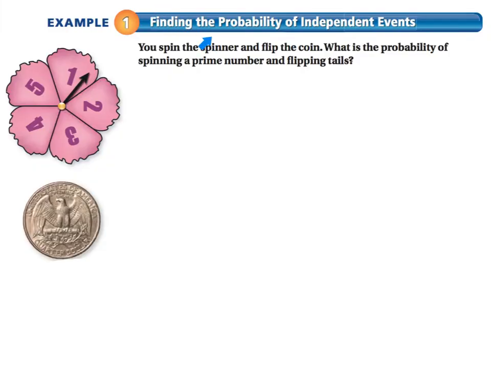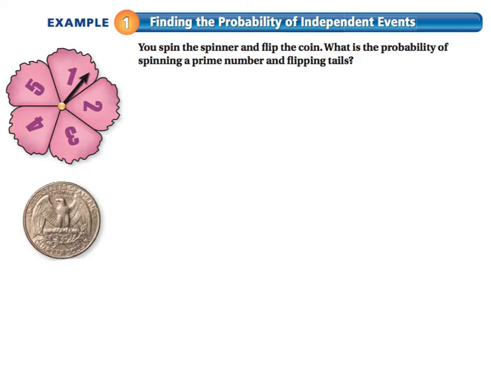So example number 1, the probability of an independent event. If we spin the spinner, which looks like a flower, and flip a coin, what is the probability of spinning a prime number and flipping tails? Well, here's what we need to understand about an independent event. If we are going to spin a prime number and then flip tails, spinning the spinner does not affect the outcome of flipping the coin. So because each event is separate and does not affect the other, each event is independent of the other.